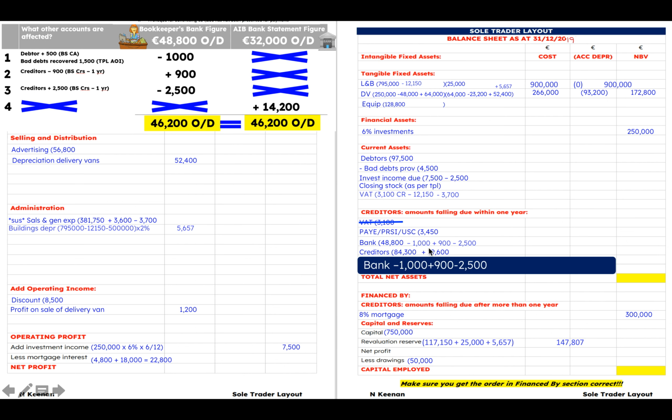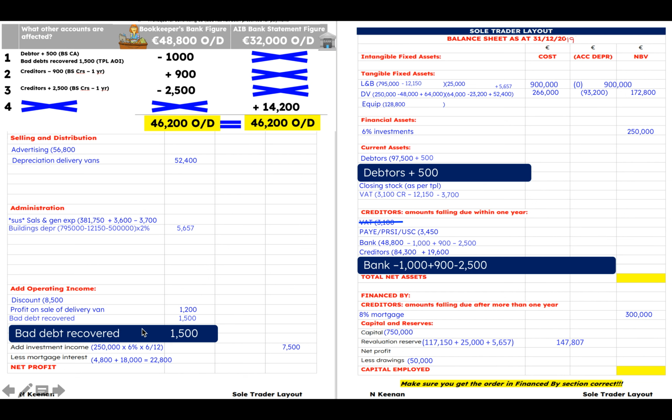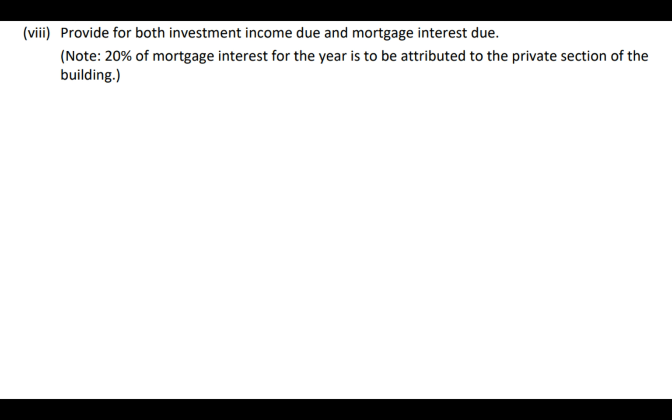So your bank, you're going to minus 1,000, you're going to plus 900, and you're going to minus 2,500 from the 48,800 bookkeeper figure. You're going to add 500 to debtors, and you're going to put the bad debts recovered, 1,500, into add operating income. And then your creditors, you are going to minus 900 and you're going to plus 2,500. And that's how the bank figure will look then at the end of it.